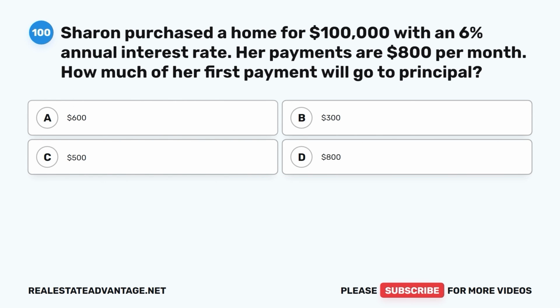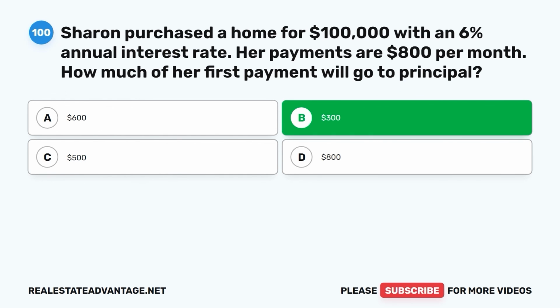Question 100. Sharon purchased a home for $100,000 with a 6% annual interest rate. Her payments are $800 per month. How much of her first payment will go to principal? A. $600. B. $300. C. $500. D. $800. The correct answer is B. $300.